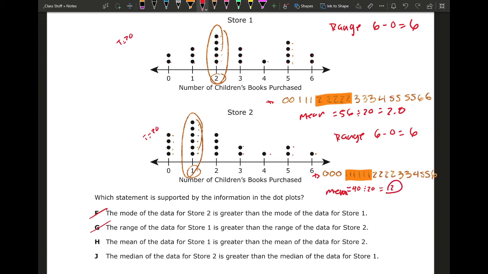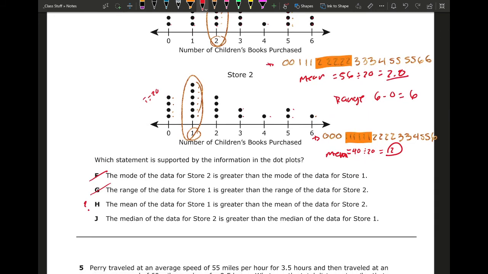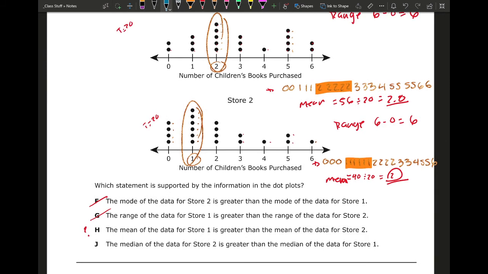equals 2. It says the mean for the data of store 1 is greater than the mean for the data of store 2. This seems like it might be my winner, right? My answer. So far, it is true. This is bigger than this. The median. How do you find the median? Y'all remember? You take away from both sides until you get to the middle, right? Let's just double check, because that's the easiest thing to find on the dot plot. Let's go ahead and do that real quick. We're going to take away from each side until we get to the middle.